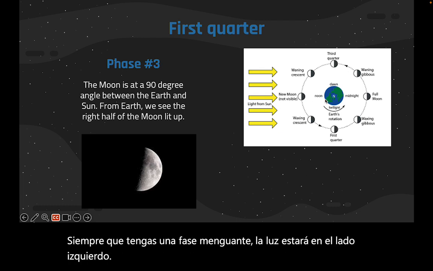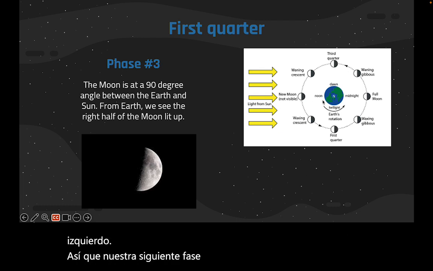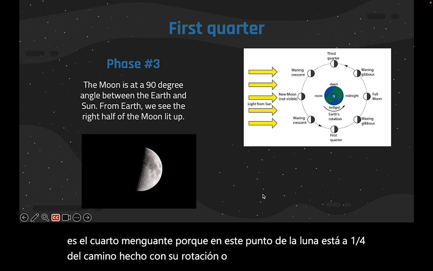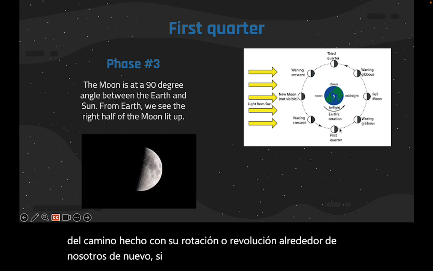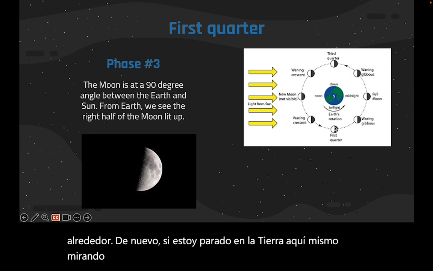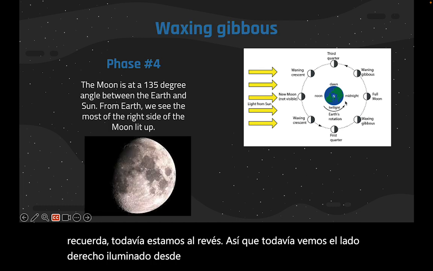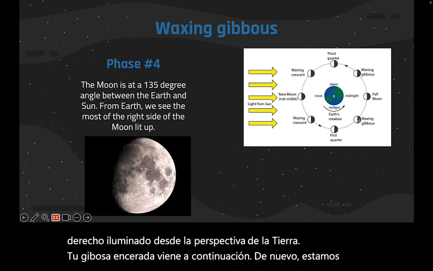So our next phase is the first quarter. We say it's the first quarter because at this point, a moon is a quarter of the way done with its revolution around us. Again, if I am standing on the Earth right here looking up at the moon, I see the half and half now, but remember we're upside down still, so we still see the right side lit up from Earth's perspective. The waxing gibbous comes next. Again, we're upside down, but most of the moon is lit up now.